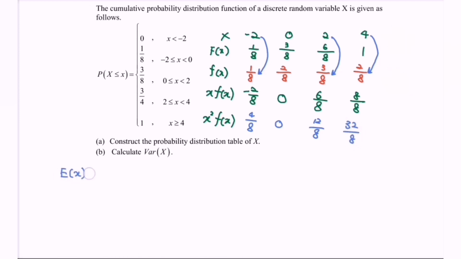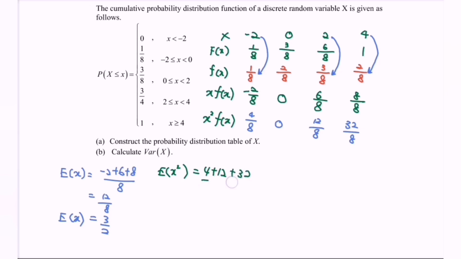In order to find the E(X), refer to x multiplied with f(x). Sum up the situation: negative 2 plus 6 plus 8, over 8. So we have 12 over 8, which is equal to 3 over 2. So that is the E(X). Continue. Find the E(X square), referring to x square multiplied with f(x). Sum up: we have 4 plus 12, 16 plus 32, we have 48 over 8. Our answer will be E(X square) equal to 6.